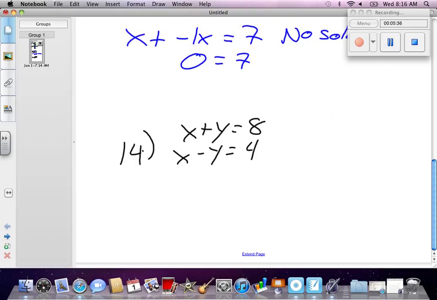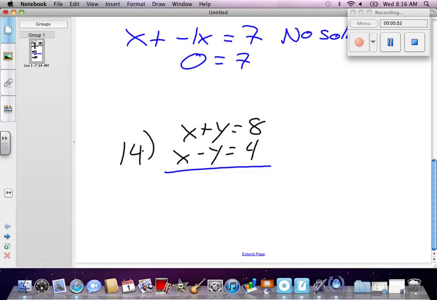Okay, it's kind of set up for elimination. You see the x's are lined up, the y's are lined up, and the numbers are all by themselves. That might be a hint of why we want to do the elimination method. So the elimination method means I'm going to do what? Add straight down. 8 plus 4 is 12. Y minus y gives me 0. X plus x is 2x. Now what do I do?